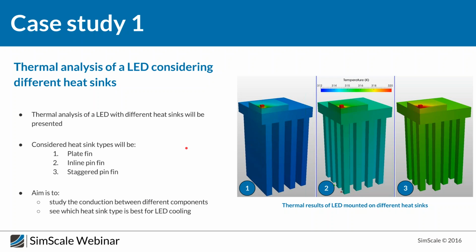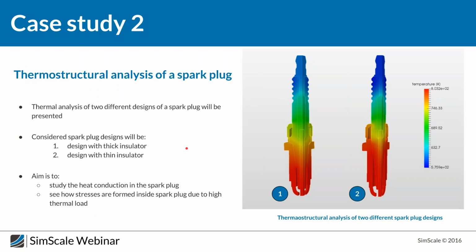The second case which we will be discussing will be the thermostructure analysis of a spark plug. You know that a spark plug is really used in automotive, in the combustion engine of cars, where it is used to ignite the fuel. Since the ignition happens at a really high temperature, you can feel how that high temperature touches the lower ends of the spark plug.